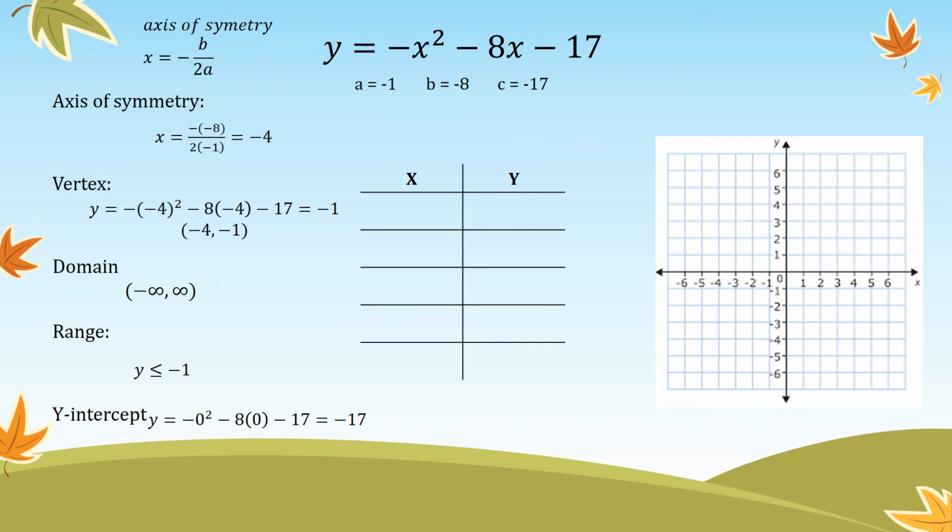So just as a reference, that y-intercept is going to be that last constant in the equation, in the expression. So negative 17 is our y-intercept.